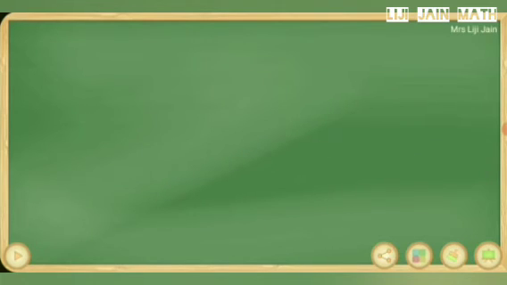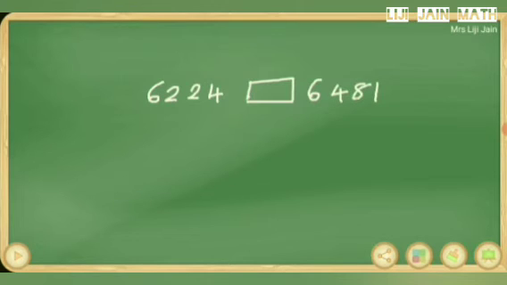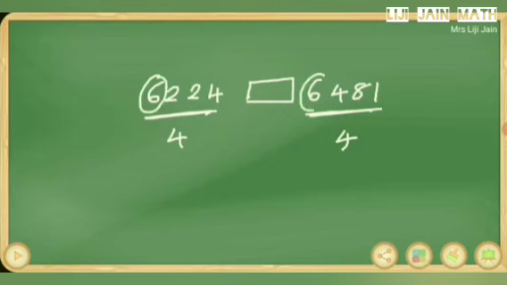That is, here we have a number 6,224 and we have another number 6,481. These are two numbers. And what about the number of digits of both the numbers? Yes, here we have 4 digits and here also we have 4 digits, isn't it? So actually for comparing the numbers, what we have to do? Yeah, we have to consider the first digit of both the numbers.